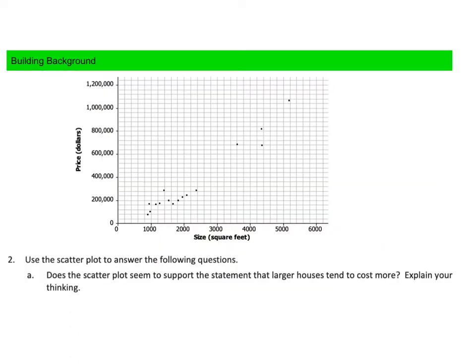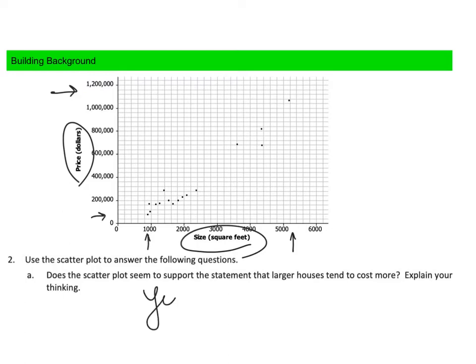All right, so here is the data all put into a scatter plot. You can see that it is a lot easier to understand, and you can also probably see a trend here. It says, does the scatter plot seem to support the statement that larger houses tend to cost more? Well, here's the square feet down here. So here's the largest one, it's on this line. Does that cost the most? Yes, that's the highest cost. Here's the smallest house. Does that cost the least? Yes. So the scatter plot does support our conclusion that larger houses cost more. Okay, moving on to the next slide.